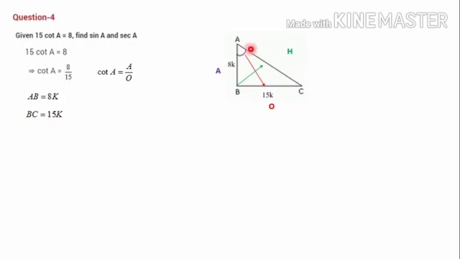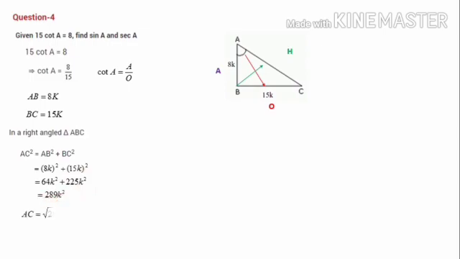Then there is one more side left over, so that I have to calculate first by using the Pythagoras theorem. If we apply it, AC square is equal to AB square plus BC square. Substitute it: AB is 8k, the whole square, plus 15k, the whole square, that is 64k square plus 15 square is 225k square. When you add it, it is 289k square, so AC is equal to root of 289k square. If you take the square root, we will get 17k. So let's label it on the diagram.